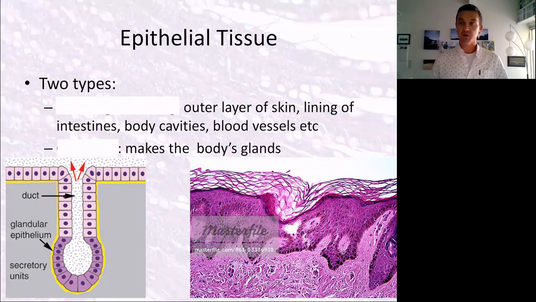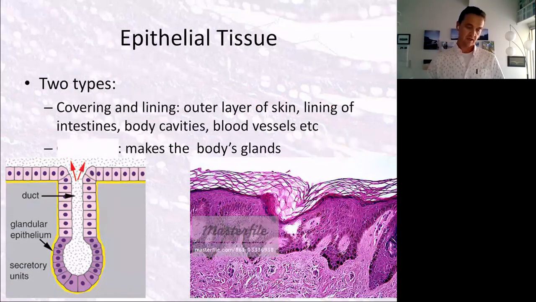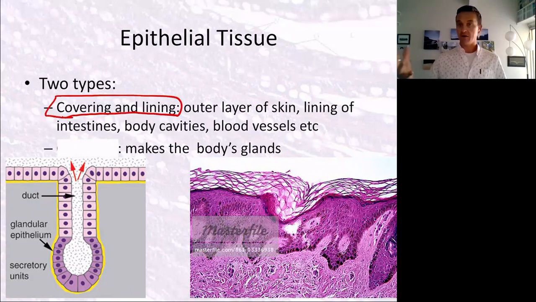Now let's dive into our first tissue that we're going to study, which is called epithelial tissue. There are really two different broad categories of epithelial tissue. The first type is the covering and lining type. Think of the outer layer of our skin, the lining of our intestine, our body cavities, blood vessels, etc. The second type is the glandular type. So glands, things that are producing things to be released and releasing them either into the body or out of the body.